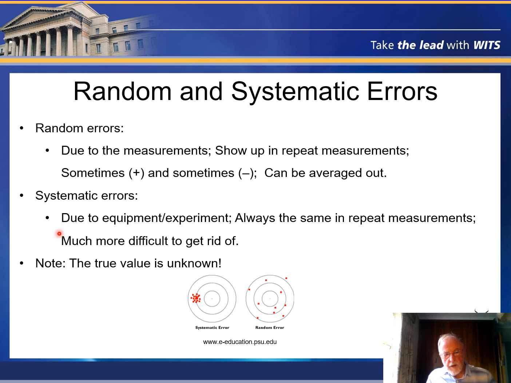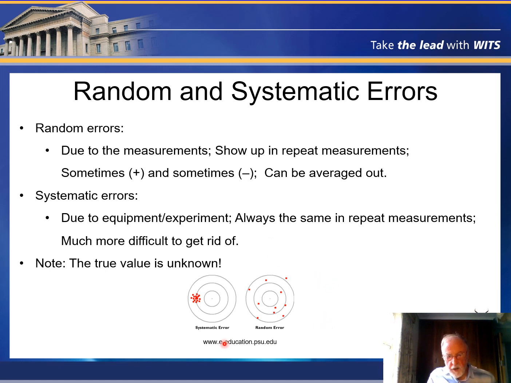Systematic errors are errors due to the equipment or the experiment, and they're always the same in repeat measurements because they're due to something that isn't quite right and that we haven't changed. They're much more difficult to get rid of, and they're much more difficult to find. You can spend a lot of time designing an experiment and trying to get rid of possible systematic errors in some place.